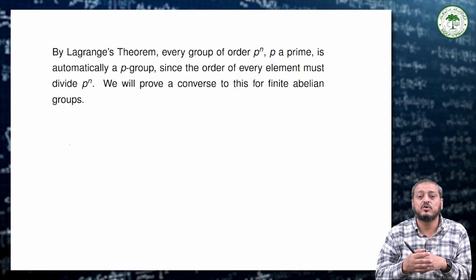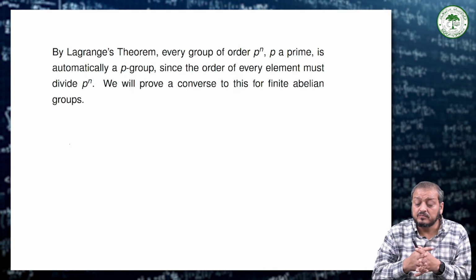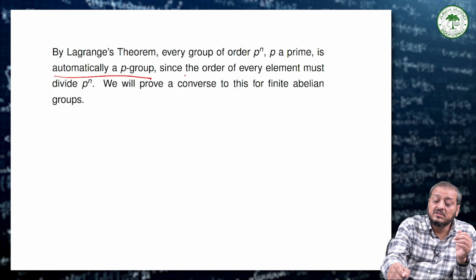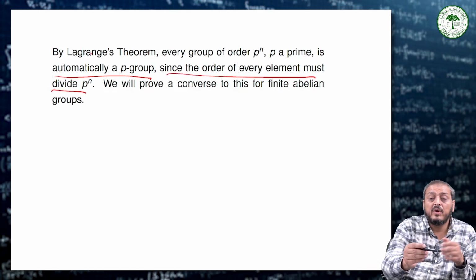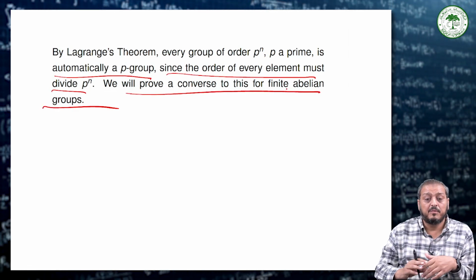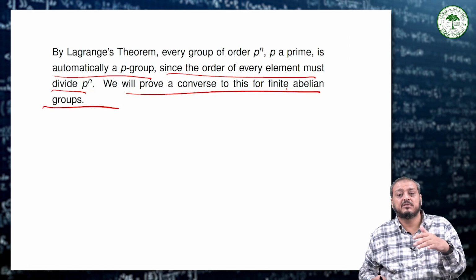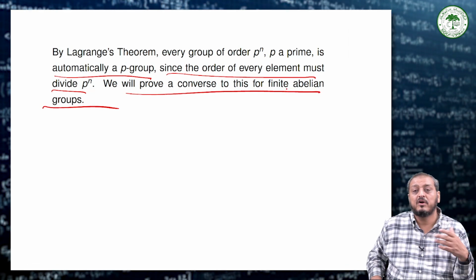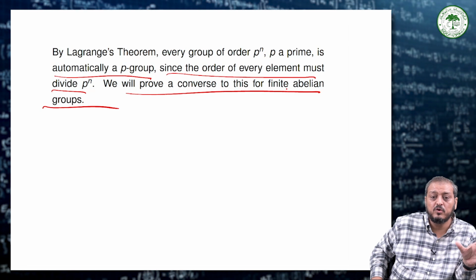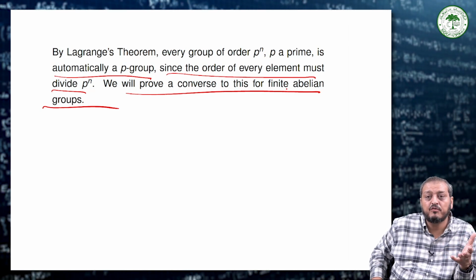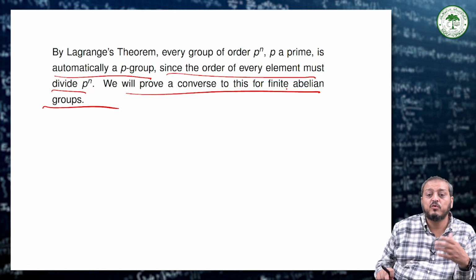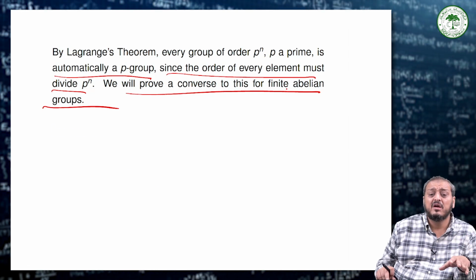Okay, so by Lagrange's theorem, you know that every group of order p to the power n, p a prime, is automatically a p-group, since the order of every element must divide p to the power n. So now we will prove the converse of this for a finite abelian group.